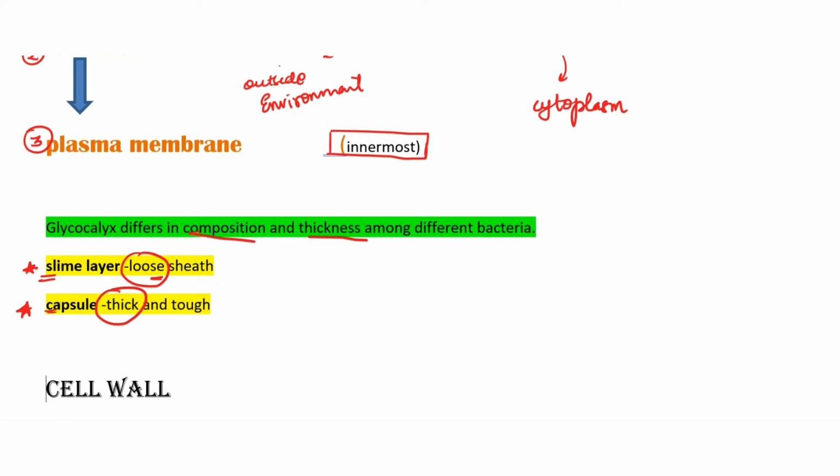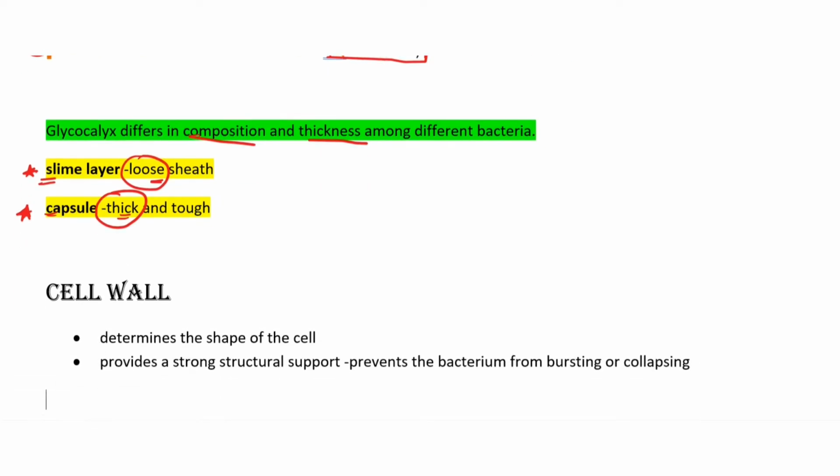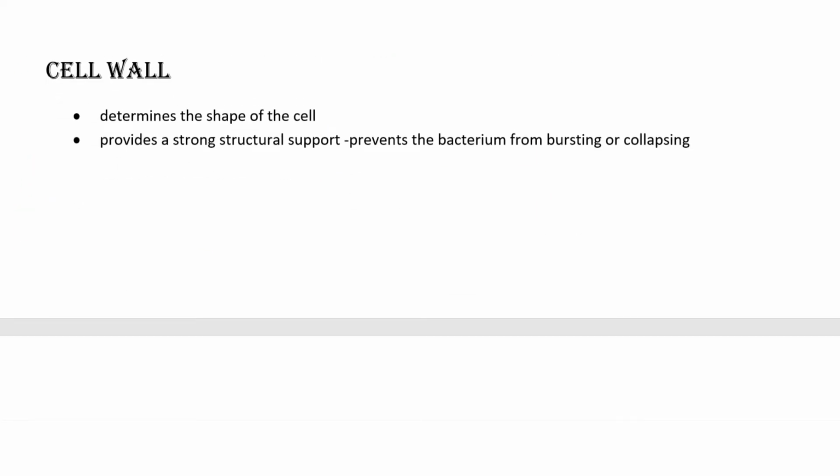The next layer of the cell envelope is the cell wall. Cell wall determines the shape of the cell. It provides structural support and prevents the bacterium from bursting or collapsing. So let's see how it prevents the bacterium from bursting or collapsing. Say, for example, we place a plant cell and an animal cell in a hypotonic solution.